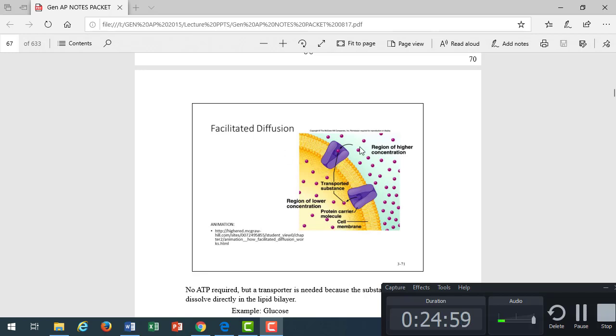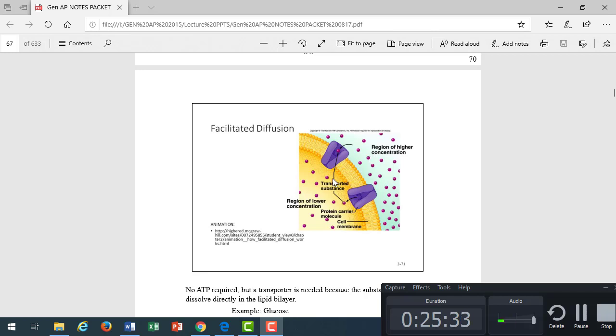Facilitated diffusion means we need a transporter. We need a protein to help that water-soluble substance across the membrane. So facilitated means there's a helper, but we still don't need ATP. So again, you might want to highlight this. No ATP is required in facilitated diffusion. We're just going to take that substance. It's water soluble, so it needs a protein to get to the other side, but notice the concentration. High concentration to low concentration. It just flows down the concentration gradient, does not need any help.